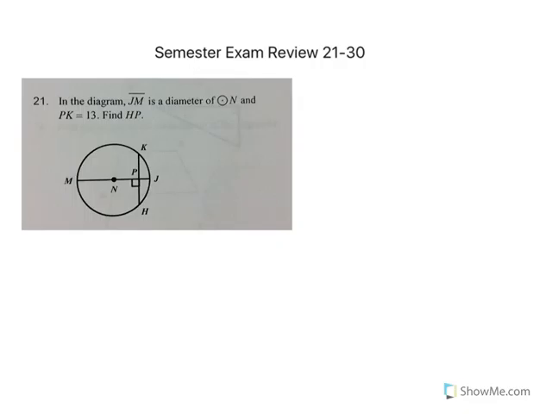Alright, here's problems 21 through 30 on your semester exam review. In the diagram, JM is the diameter of circle N, and PK is 13, and we want to find HP.